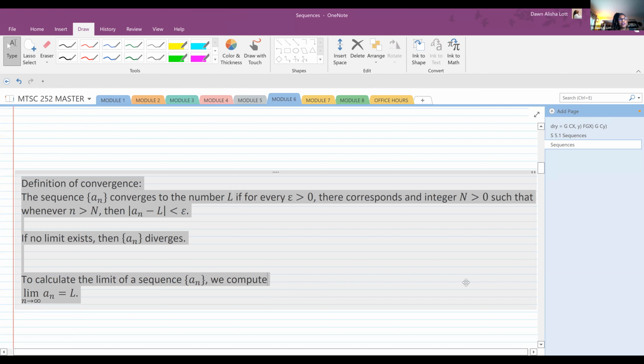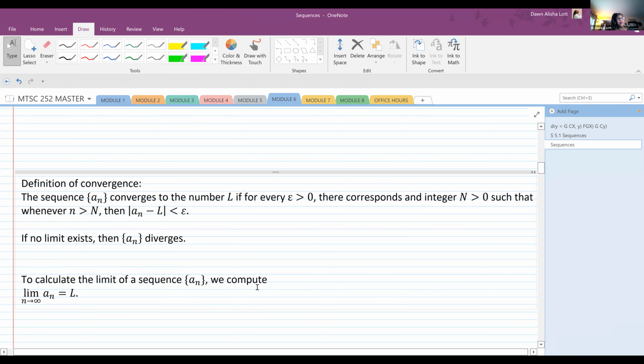So here's the definition. A sequence a_n converges to the number L if for every epsilon greater than 0, there corresponds an integer N that's also positive, such that whenever n is bigger than N, the absolute value of a_n minus L is less than epsilon. If no limit exists, then we say a_n diverges. In order to calculate the limit, we compute the limit of the actual term a_n.